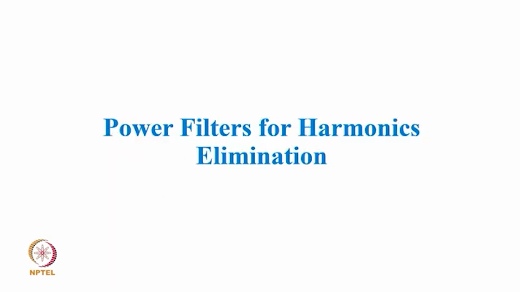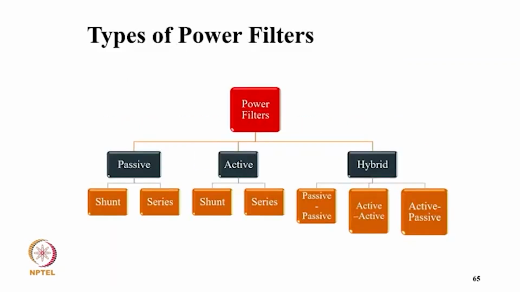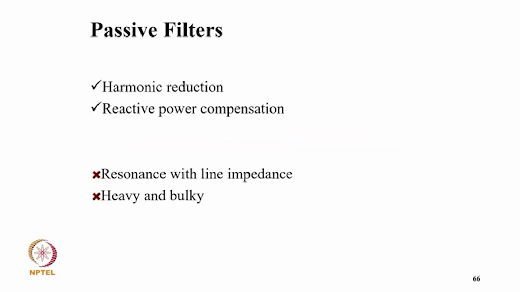Now coming to power filters for harmonic elimination. We have power filters of different kinds: passive, typically shunt and series, then active shunt and series, and then hybrid passive and active, and active passive.